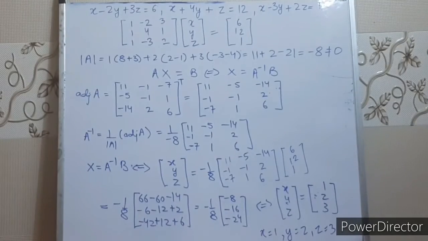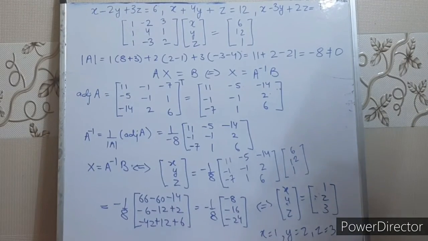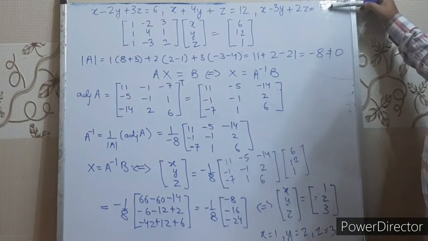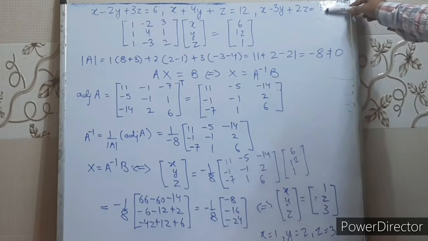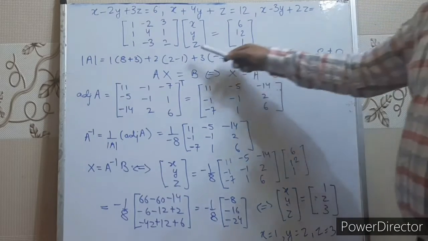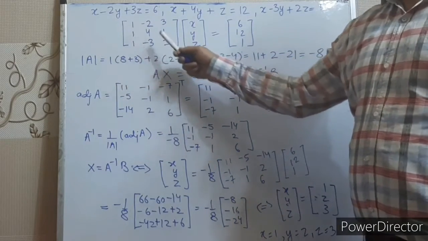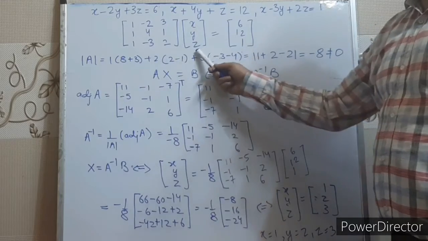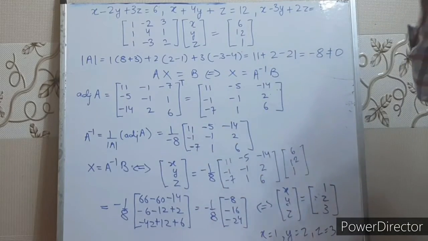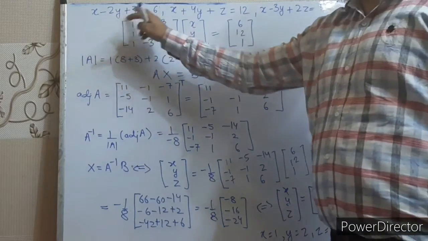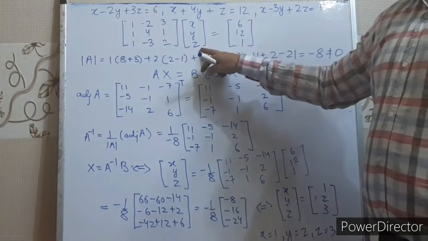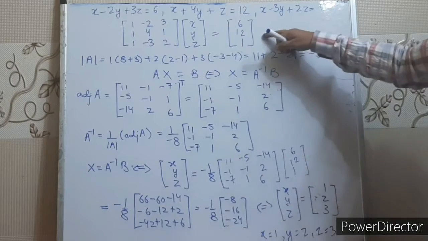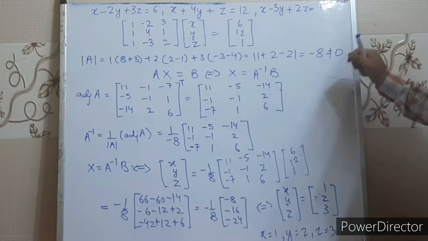Okay children, let's see a sum based on Cramer's rule. Here we have to solve the system of linear equations given. There are three equations given. When we convert this into matrix, what we'll get? This is the A matrix, this is the X matrix, and this is the B matrix, right? A matrix has the coefficients of x, y and z. X matrix is the variables and B matrix is the constants.